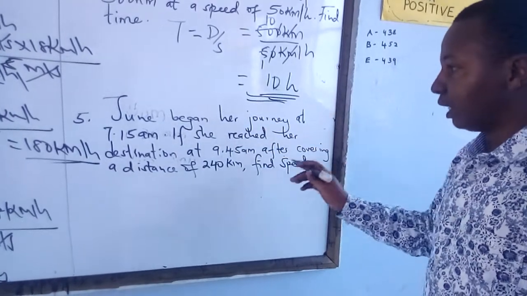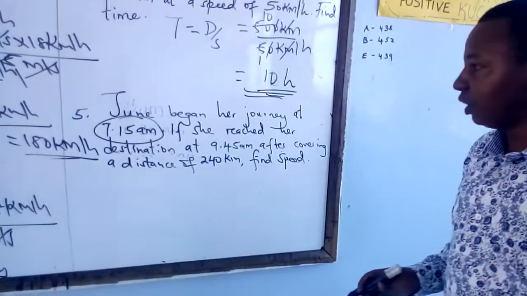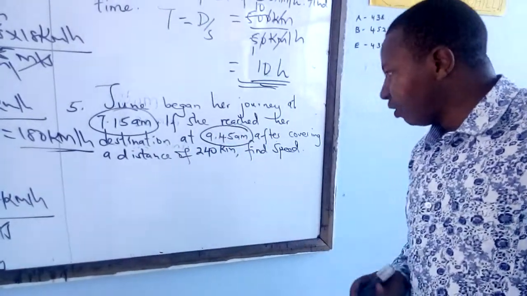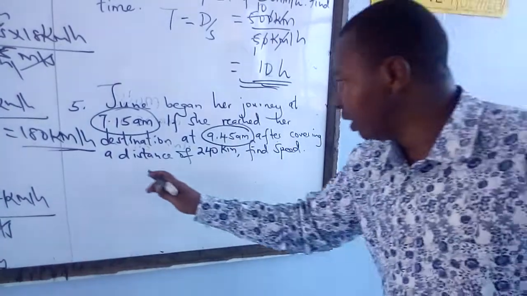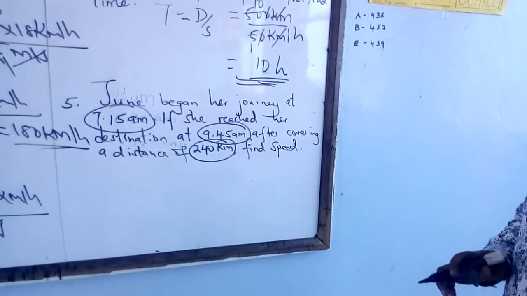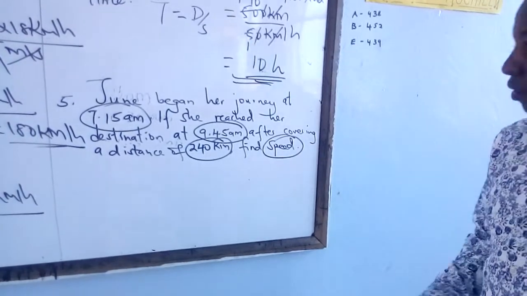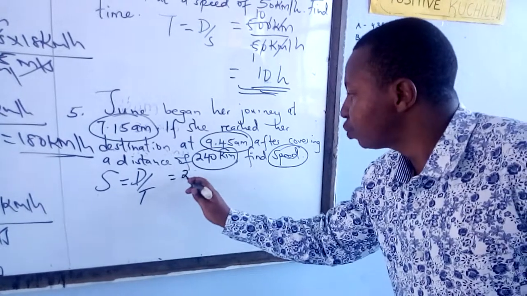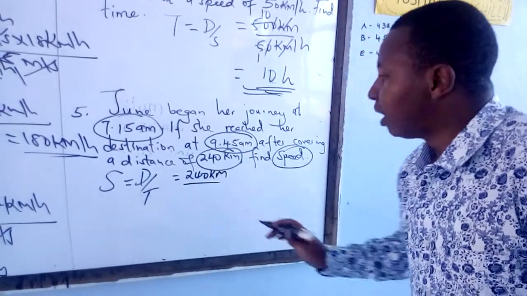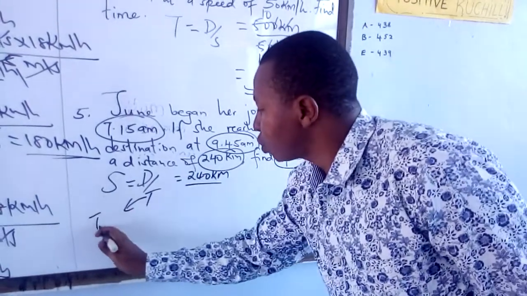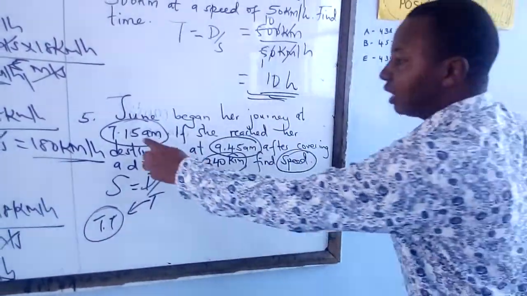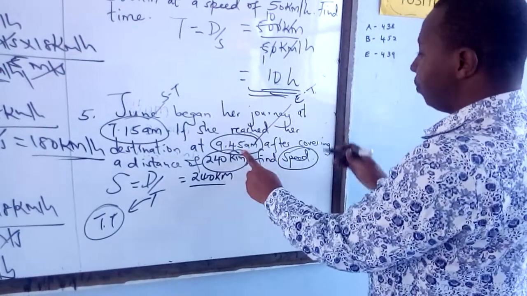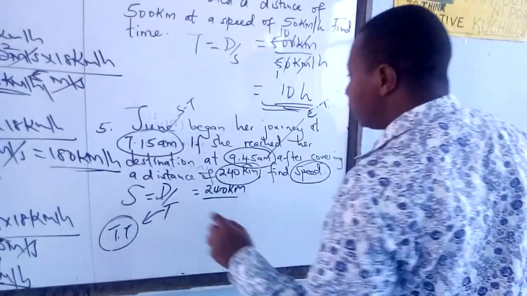June began her journey at 7:15 a.m. If she reached her destination at 9:45 a.m. after covering a distance of 240 kilometers, find speed. You have said speed is equal to distance over time. We have distance which is 240 kilometers, but this time here refers to time taken, and we are given the starting time and the ending time. The difference between these two is time taken.